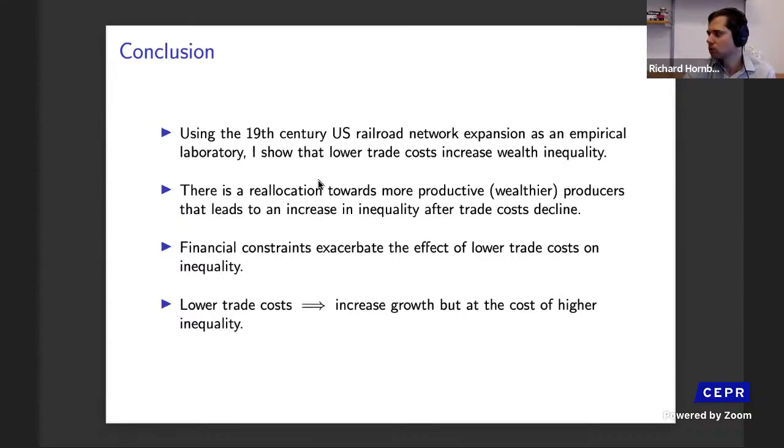Moving on from my paper with Donaldson to my newer work with Martin Rotenberg, we find that those gains are especially large when you allow for frictions in the economy.